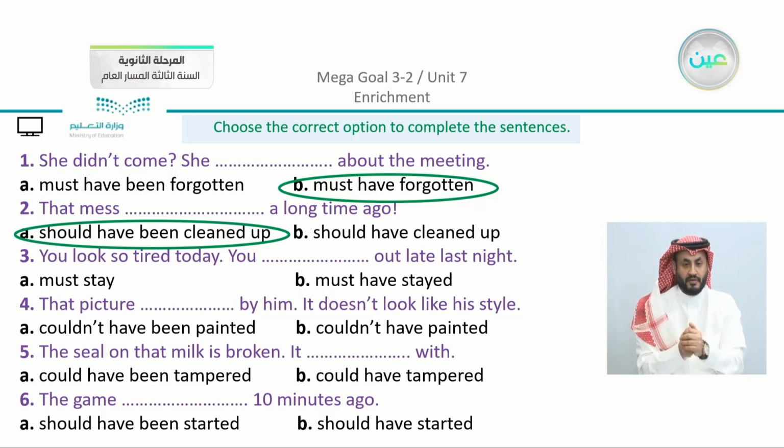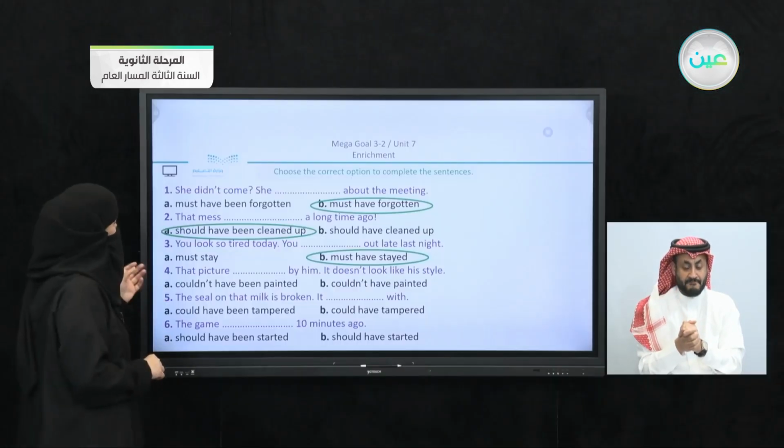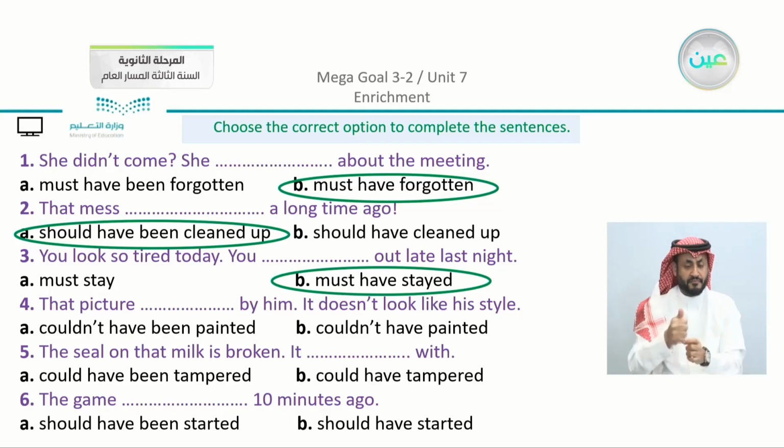You look so tired today. You blank out late last night. You must stay, you must have stayed. So which structure is correct? We have B. That picture blank by him, it doesn't look like his style. We can say either couldn't have been painted by him or couldn't have painted. So yes, we see the correct structure, yes, A.